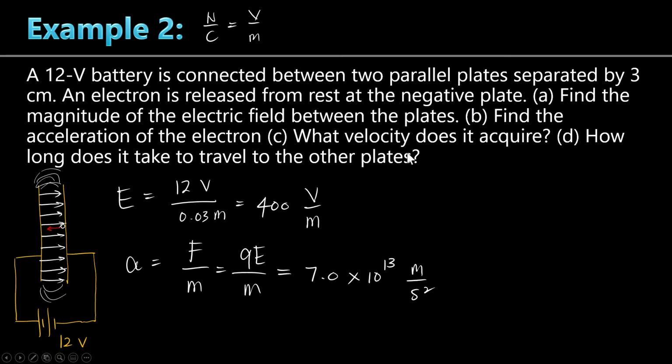For letter C, ang hinahanap, ano daw yung velocity na kanyang na-acquire? So yung velocity niya, syempre, na-acquire niya pagdating niya dun sa kabilang side. So, paano natin yung malalaman? Meron tayong equation sa kinematics, di ba? Yung Vf squared is equal to Vi squared plus 2AD. So, initially, at rest yung electron natin because it was released from rest. So, we can determine the final velocity. That's equal to the square root of 2AD.